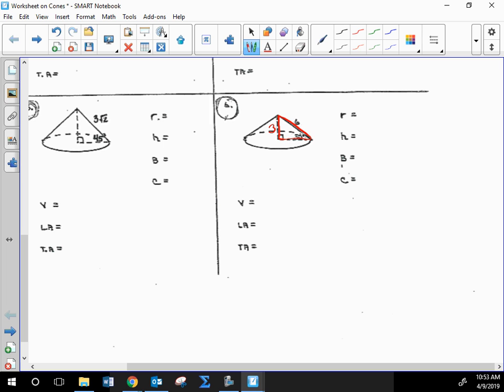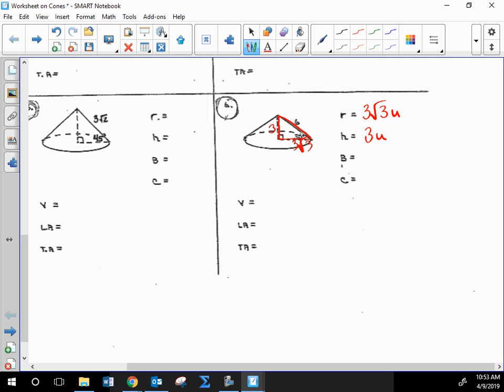We probably need our radius. Let's go and find it. What is our radius going to be then? 3 root 3. So for a 30, 60, 90, the short leg is just half of the hypotenuse. Yep, your hypotenuse is 2 times your short leg. So my radius is 3 root 3 units, and my height is 3 units.